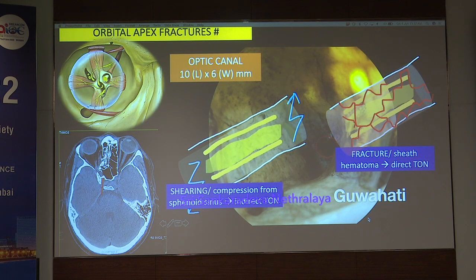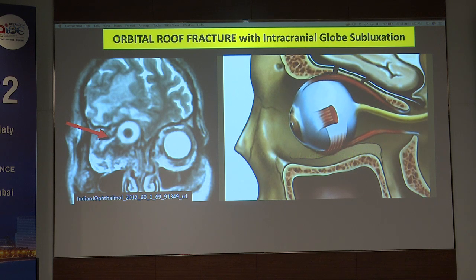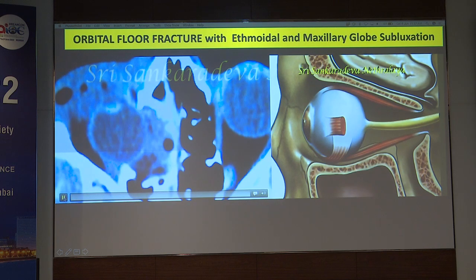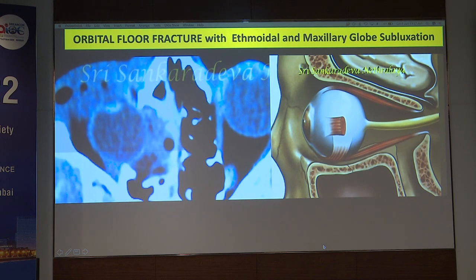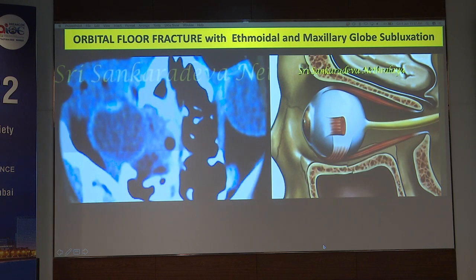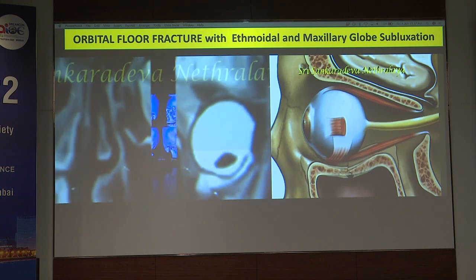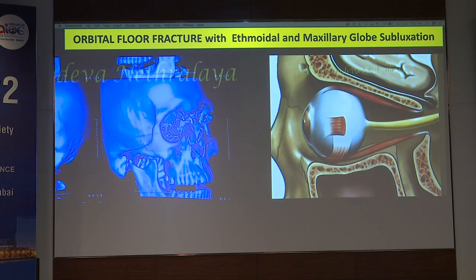And if we go beyond this, we see more complicated fractures where the whole of the globe is subluxated, either cranially through the frontal sinus, or into one of the sinuses, either the ethmoid sinus or the maxillary sinuses. So a fracture can be a very simple fracture involving the rim or the wall, and it can be as big a fracture as this, where you can see the whole of the globe subluxated intracranially or into one of the sinuses.